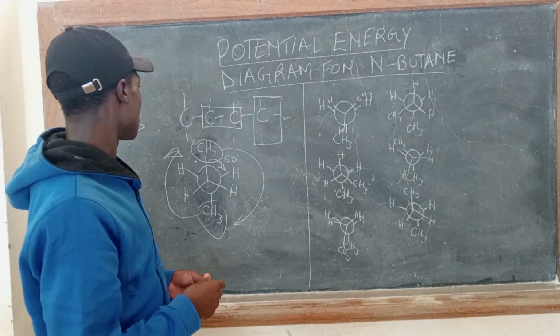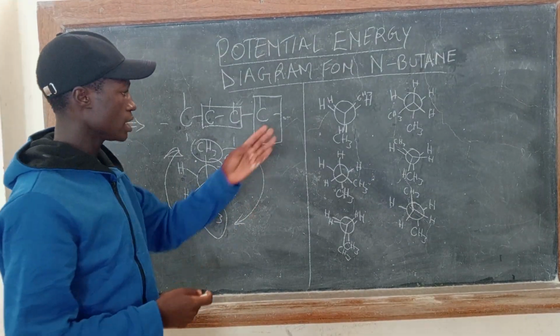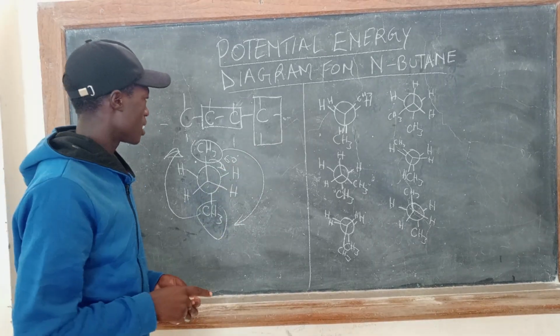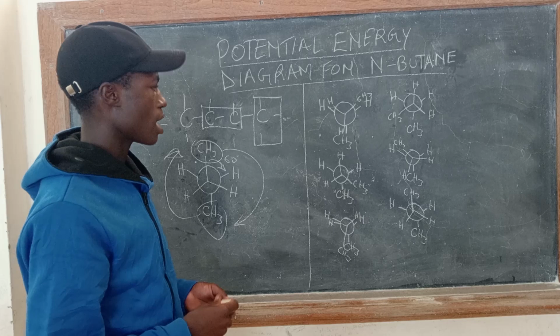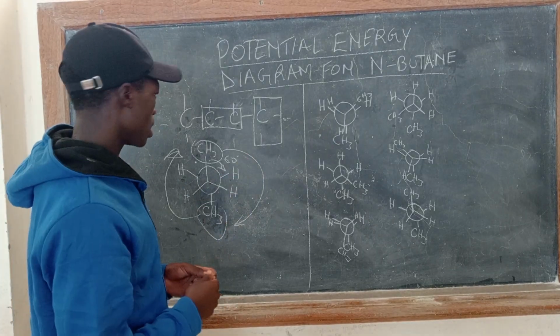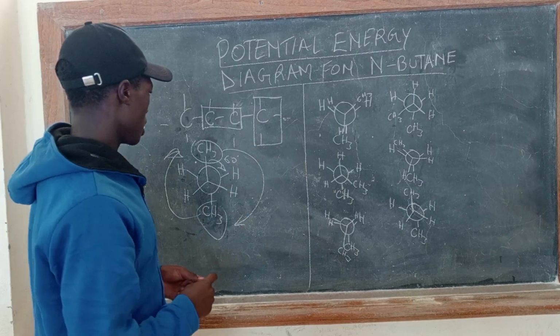So we have rotated it to complete the rotation. So with this, we want to draw a potential energy diagram. But first, let us classify them as gauche and anti conformations, so that we may get to know the energy each one of them contains.